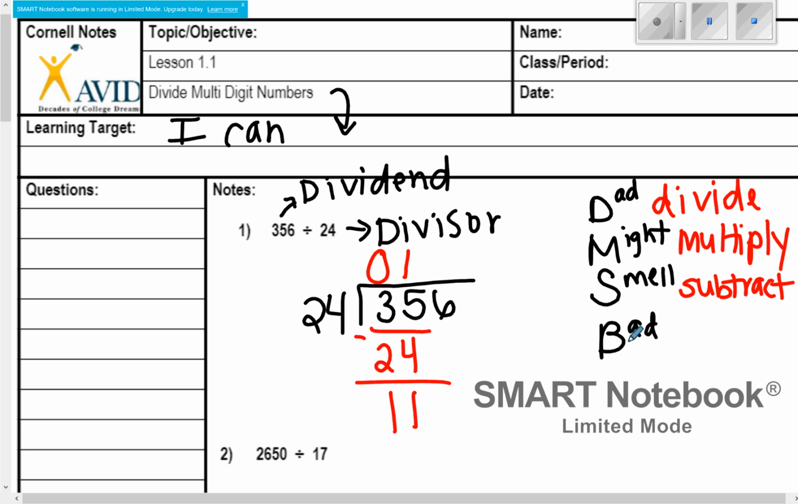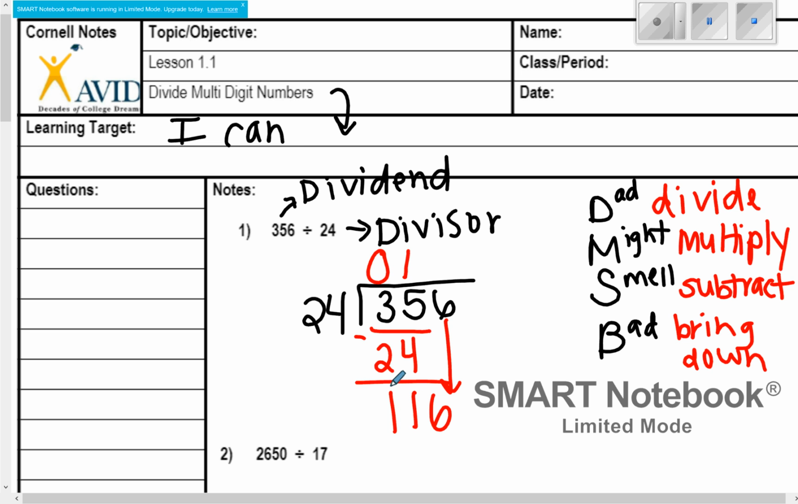This last B is going to stand for bring down. All right, so Dad might smell bad. Divide, multiply, subtract, bring down. What we mean by bring down is if there are more digits after this 35 that we've already used, we are going to bring them down and keep going. Okay, so now our question is, how many times can 24 go into 116?